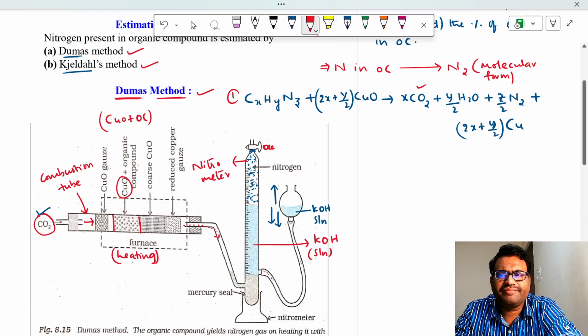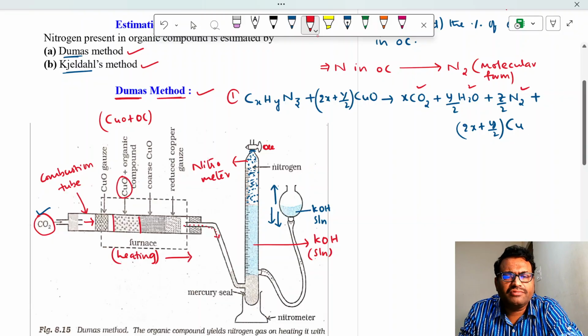Carbon dioxide, water, copper. Anyway, copper is a solid, it remains in this combustion tube. As carbon dioxide, water and nitrogen are gases, they move forward.